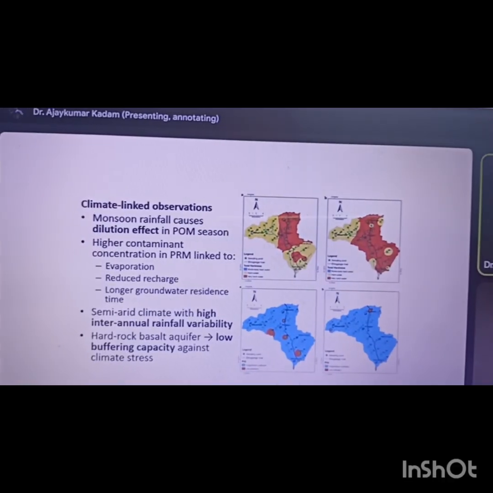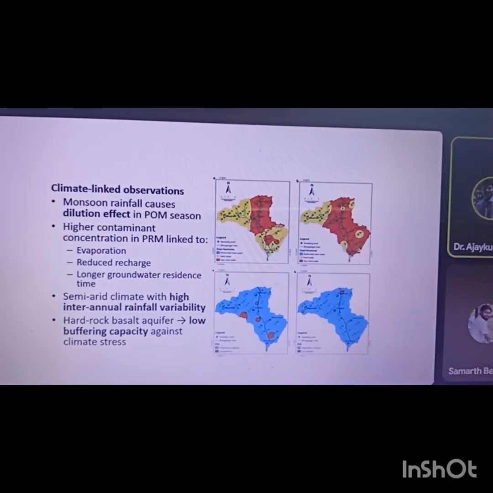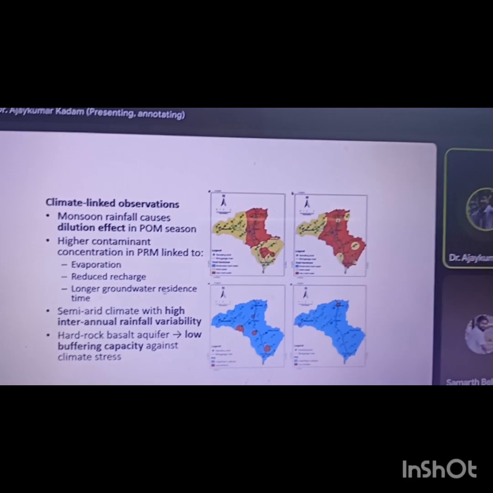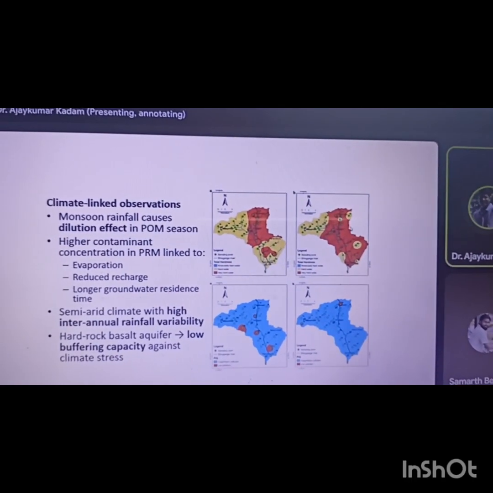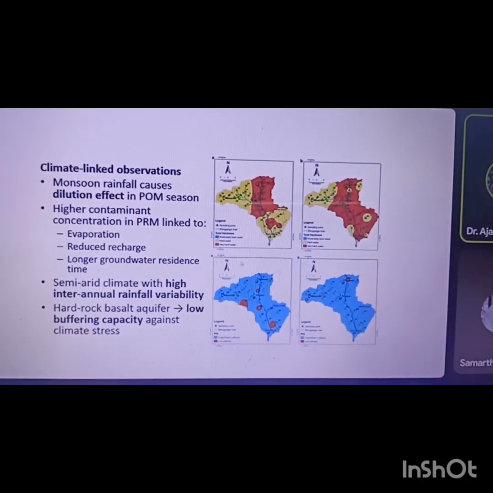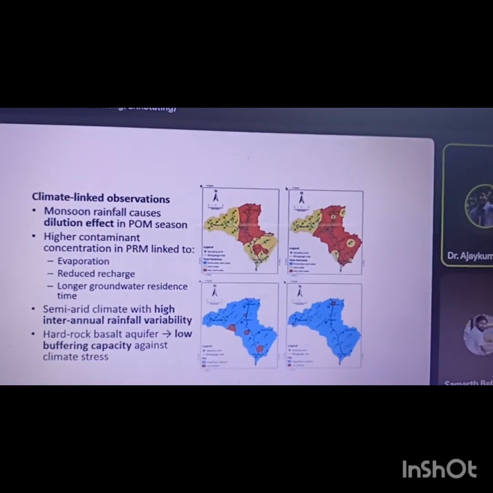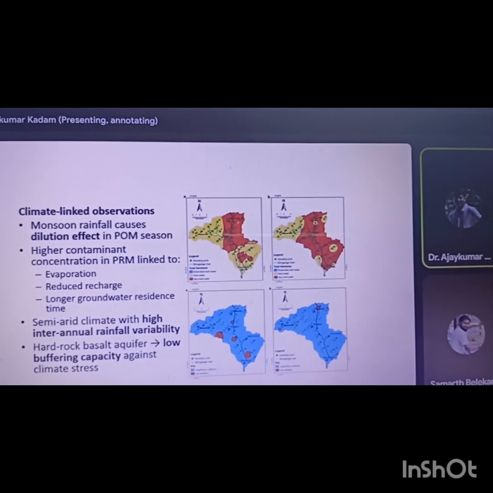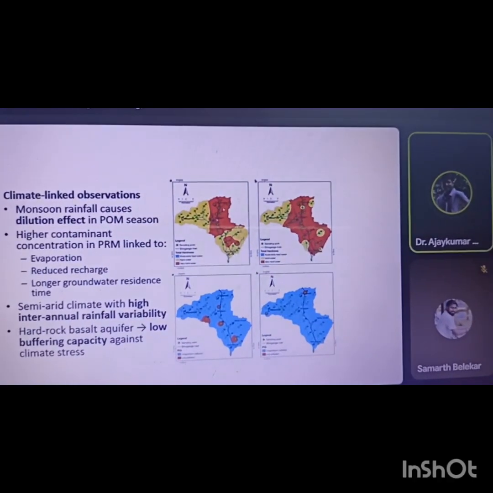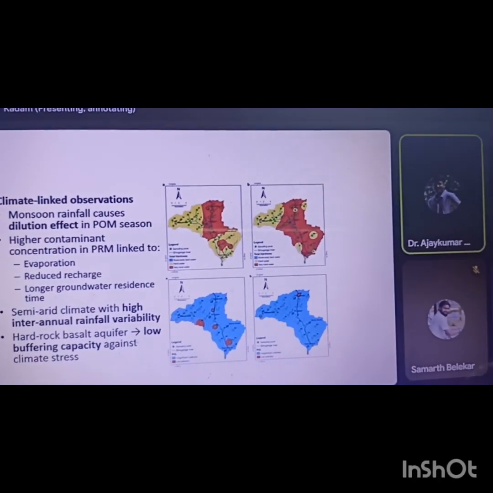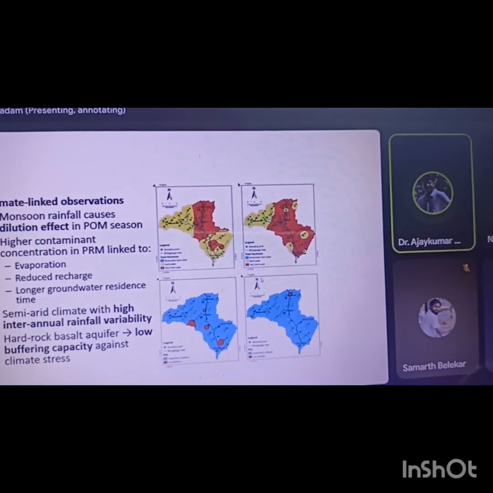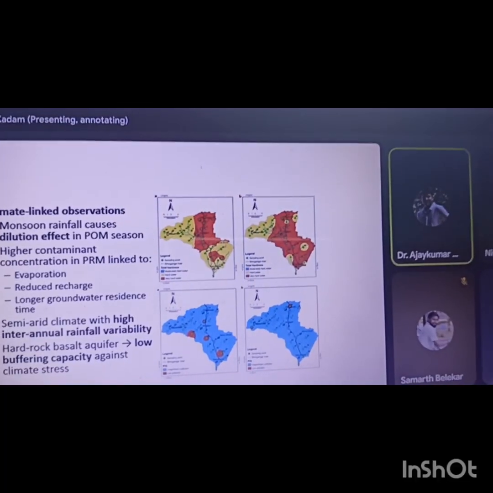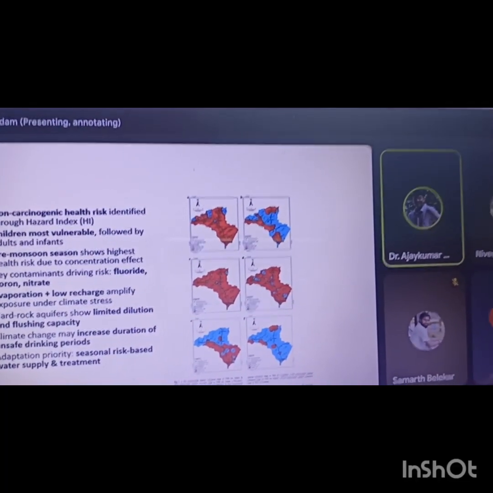The results interpret like this: the pre-monsoon maps will be showing a higher pollution because of evapotranspiration, reduced recharge and longer groundwater residence, while there is a semi-arid climate and higher inter-annual variability of rainfall replenishment. In the post-monsoon season, after the monsoon happens, there will be a lower pollution. But as the area has a hard rock aquifer, there will be a low buffering capacity against the climate stress.